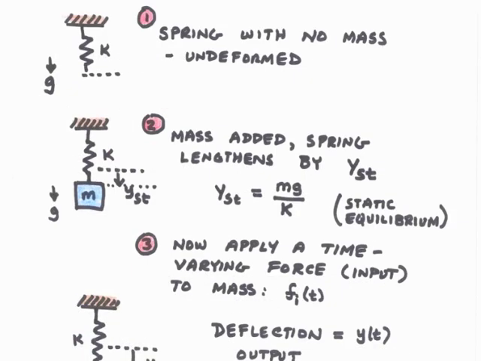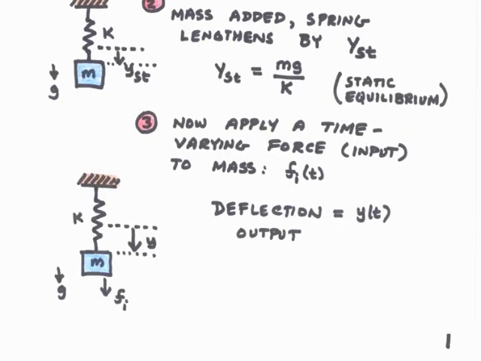In our next step, we add a mass to the spring, and of course the spring is now going to lengthen and respond to the weight that the mass is applying to the spring. Of course, the weight is going to be mg, where m is the mass, and the amount of deformation of the spring in response to this weight is going to be mg over k, where k is the spring constant. We'll denote this amount of stretching of the spring as y_st, where st stands for the static equilibrium.